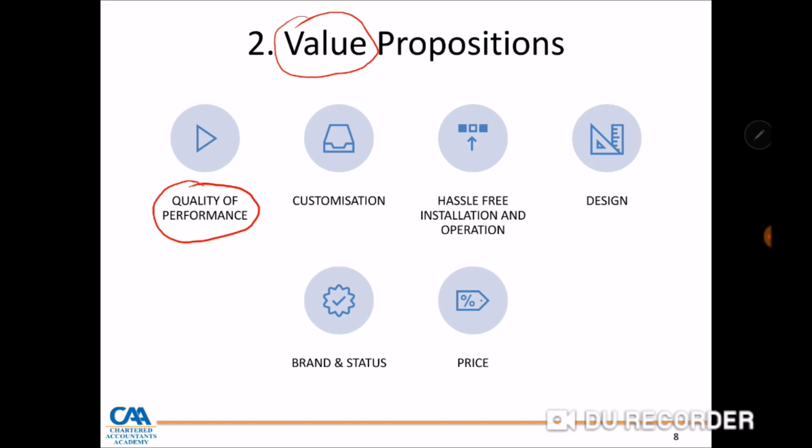For example, if you look at a Mercedes-Benz versus a Toyota Runx, when someone is buying a Mercedes-Benz, what they are buying normally is the quality of performance. Mercedes is saying the value I'm going to give you is quality of performance. Then customization. If you look at a car like a Lamborghini, they are saying we can customize the vehicle to your taste. That's the value proposition. Maybe a customer who wants to be the only person owning that type of vehicle, then maybe Lamborghini will be the right company for you. That is the value proposition coming from Lamborghini.